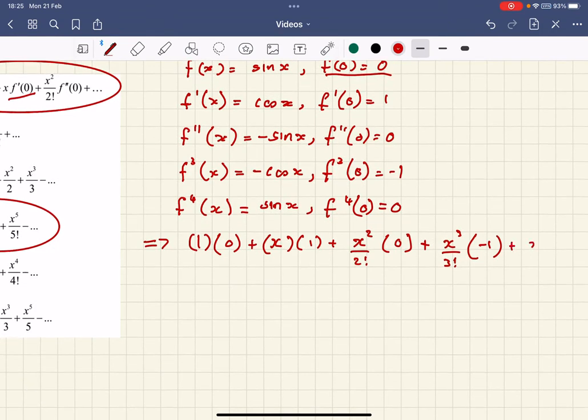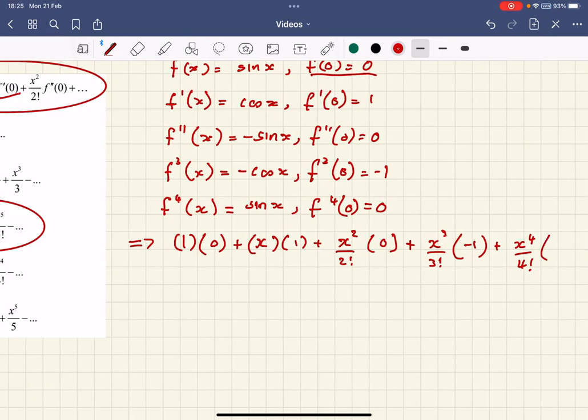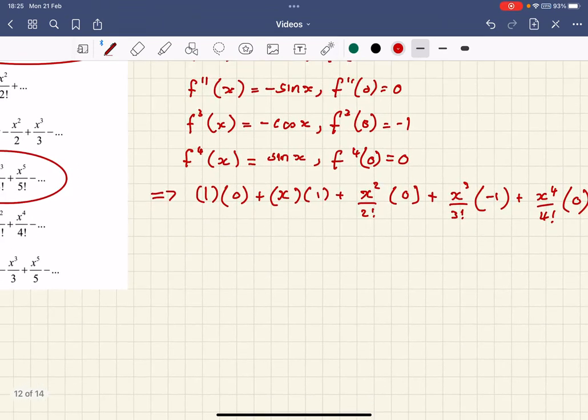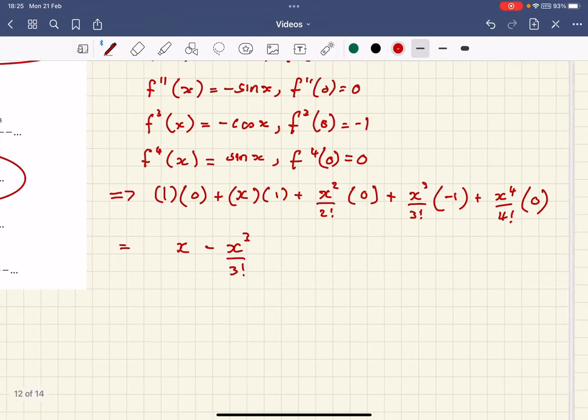So the next one will be x to the power of 4 over 4 factorial, and this becomes 0. And we can keep going with that. So this then ends up being 1 times 0 is nothing, so we don't even include that. Then we start off with an x. Nothing for the next, this term becomes nothing because of the 0. The next term becomes negative x cubed over 3 factorial. Then we have a 0.